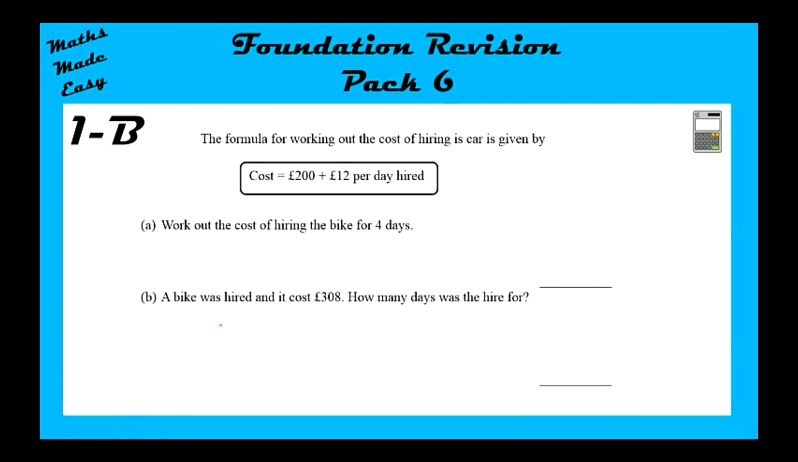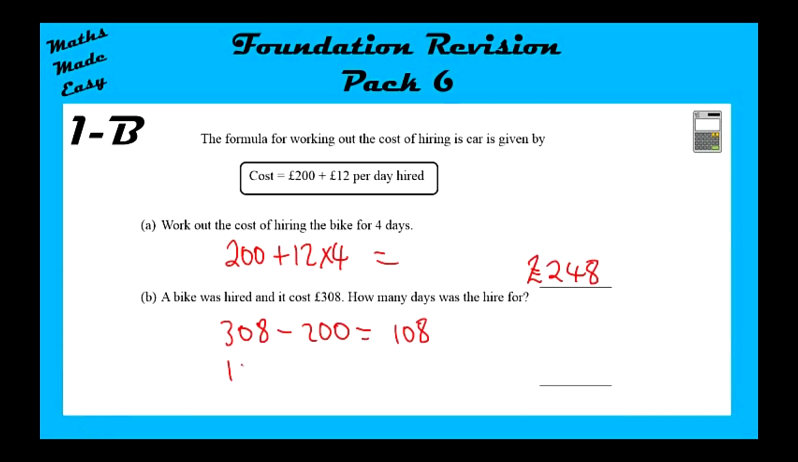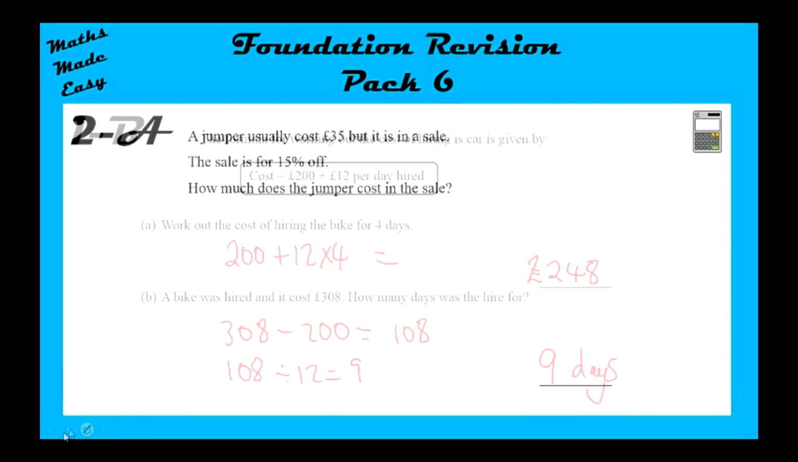Alright, if you got that one wrong, you'll want to try question B as a bit of practice. The answer to B goes like this. It's £200 plus £12 for each of the 4 days, which gives you £248. For this one, working backwards, 308, take away that first cost, gives you 108, and then 108, divide that by the £12 per day, gives you 9. So it was 9 days that the car was hired for.